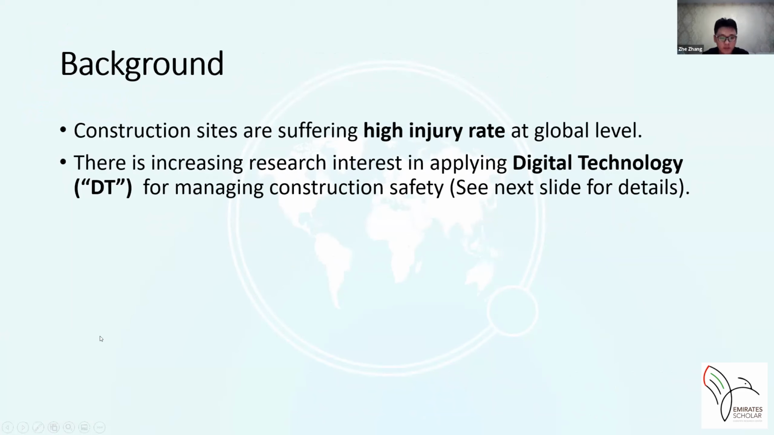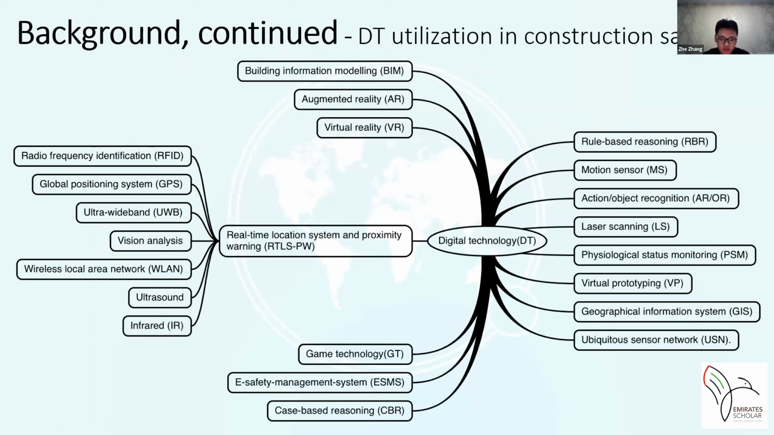As known to us all, the construction industry has been suffering from a high injury rate at the global level. Facing this challenge, we can see increasing research interest in applying digital technology, known as DT, for managing construction safety. For example, based on a literature review conducted by Brian Guo in 2017, up to 15 different types of DT were concluded in the construction safety field.